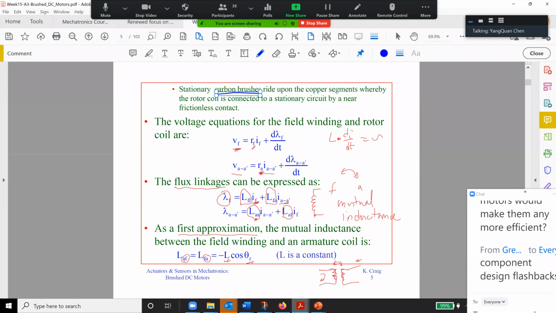So what you have seen in the movie, right? The voltage equation for the field winding is a simple one. You have a voltage supply, a resistor, and an inductor.